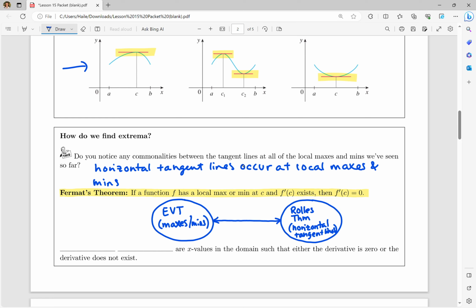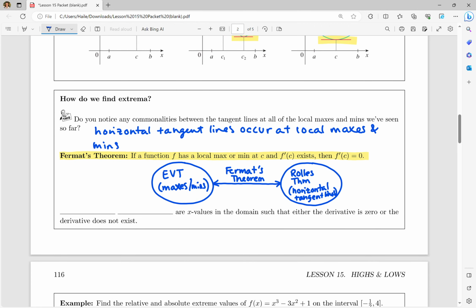So Fermat's theorem actually let us take the geometric idea of a max and a min and the algebraic idea of finding a horizontal tangent line, or taking a derivative and saying that it's 0, and he kind of mashed them together. He said actually they're the same thing. So Fermat is kind of the reason why we can algebraically solve for maxes and mins. So that's pretty cool. So to do that, we need what's called critical numbers.